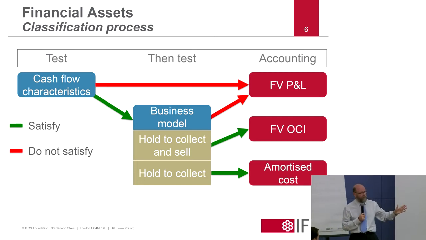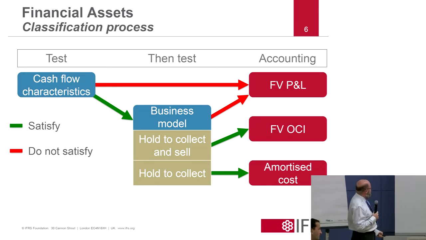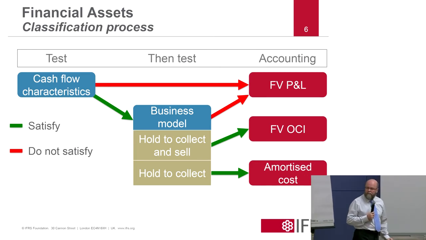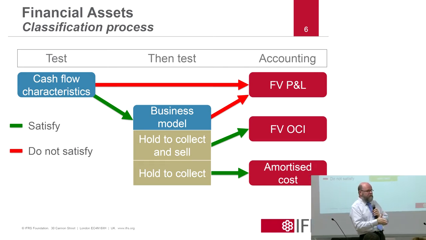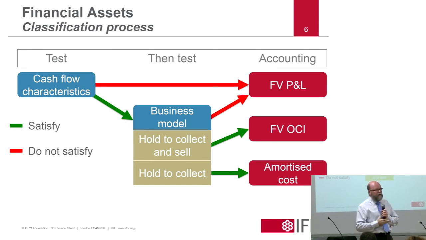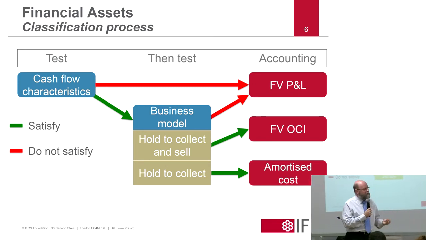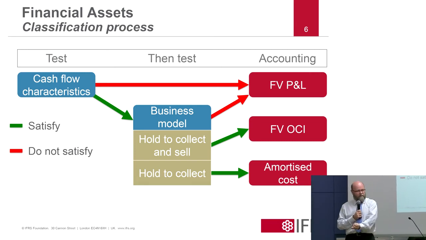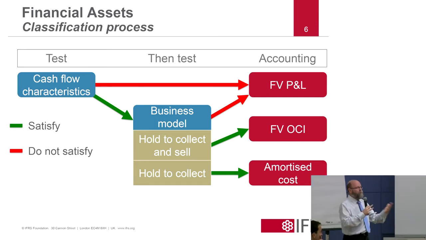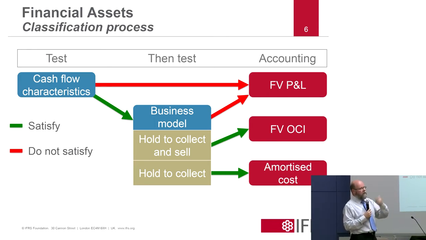If I pass the test, as I said earlier, I've now got to consider the business model. Now, there are three types of business models we consider. The first business model is one where my past practice has revealed that the way I conduct business in that specific area is that my business process is both to hold the instrument and to sell the instrument. Okay, so I've got a dual process here. Sometimes I hold the instrument, sometimes I sell the instrument. I don't always sell it, but equally I don't always hold it.